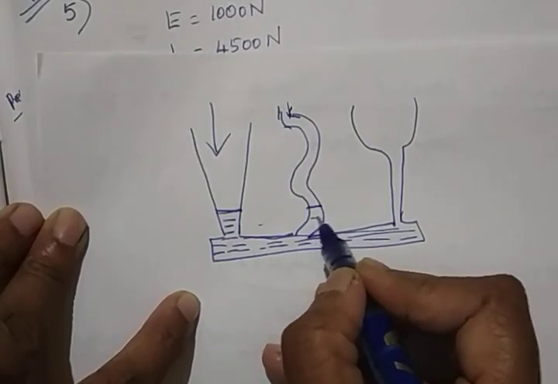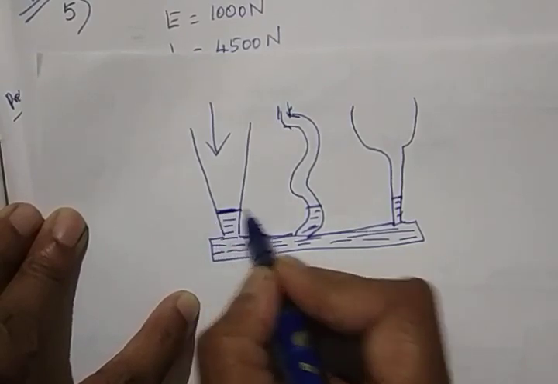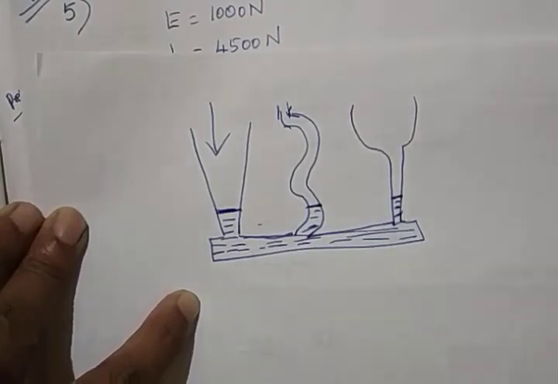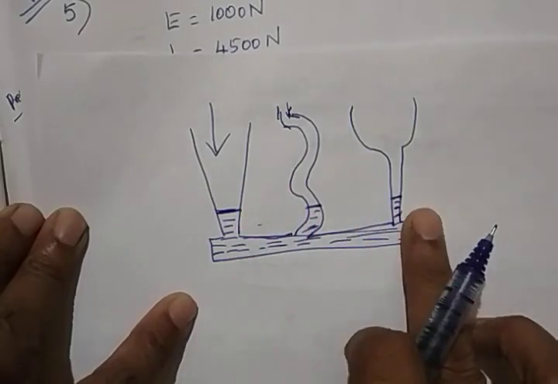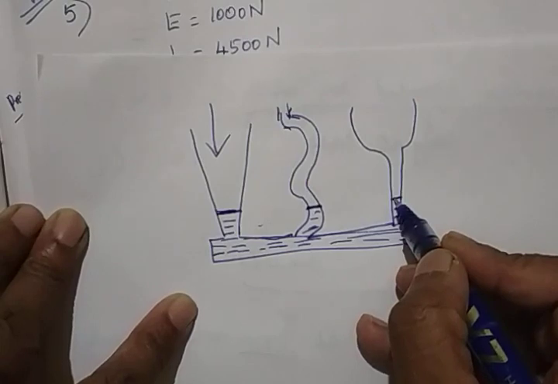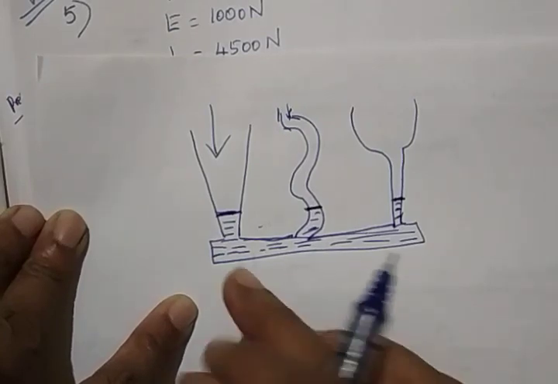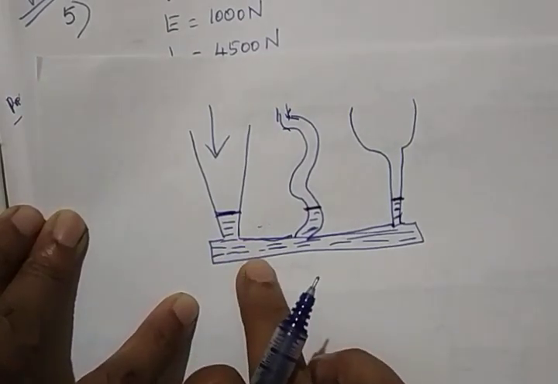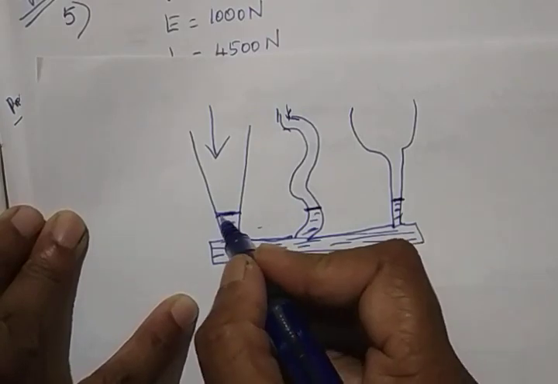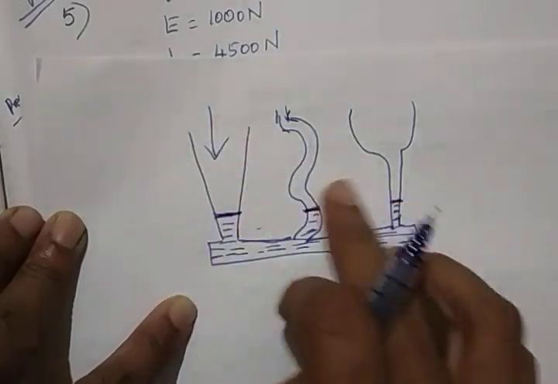So at any point, as you're pouring water, the level of water will be the same in all the three tubes. Though they are of different shape and size, the level of liquid in all the 3 tubes will be the same. This property of liquid is called liquid seeks its own level. It will maintain the same level irrespective of the shape and size of the container. Okay, so that is property number 4.